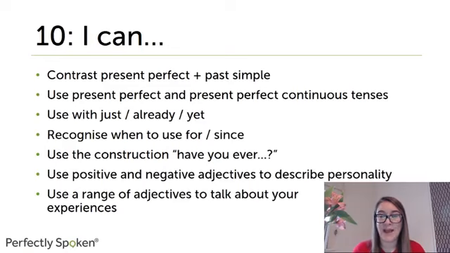Okay, so let's have a look then at can-do statements by the time we reach lesson 10. So now you can contrast present perfect and past simple tenses. You can use present perfect and present perfect continuous. And you can use these with just, already, and yet. You can recognise when to use for and when to use since. You can use the construction, have you ever?